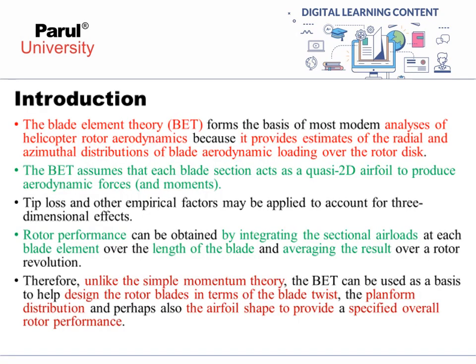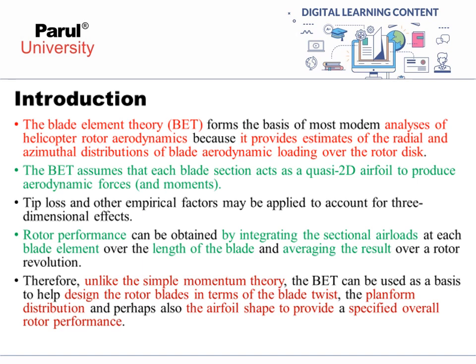Now next is, what is the introduction? The blade element theory, BET, forms the basis of most modern analysis of the helicopter rotor aerodynamics because it provides estimates of the radial and azimuthal distribution of blade aerodynamic loading over the rotor disc. The BET assumes that each blade section acts as a quasi-2D airfoil to produce aerodynamic forces and moments. Tip losses and other empirical factors may be applied to account for three-dimensional effects.